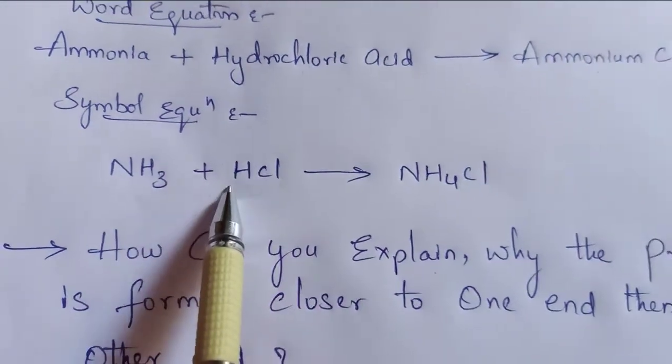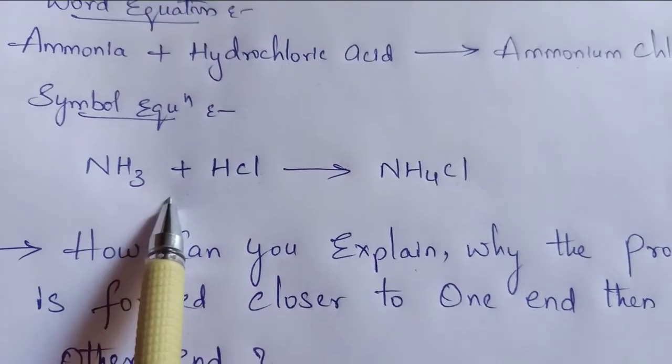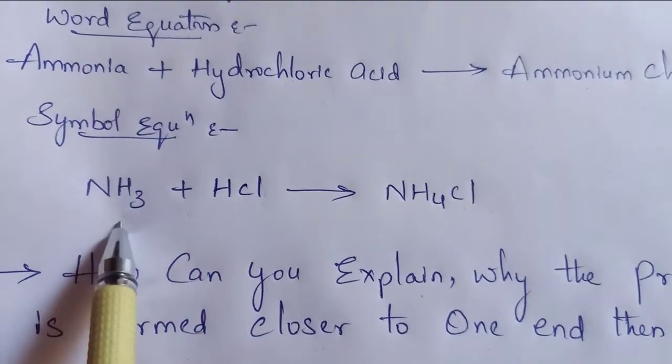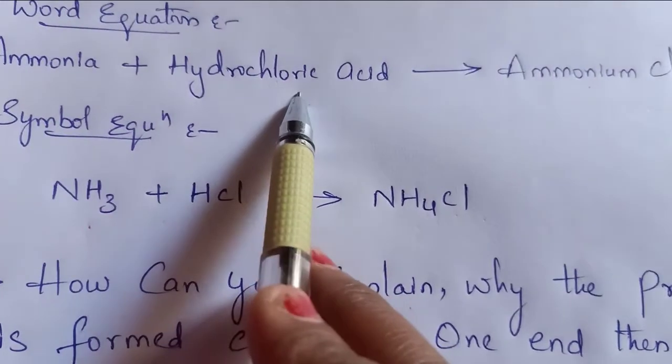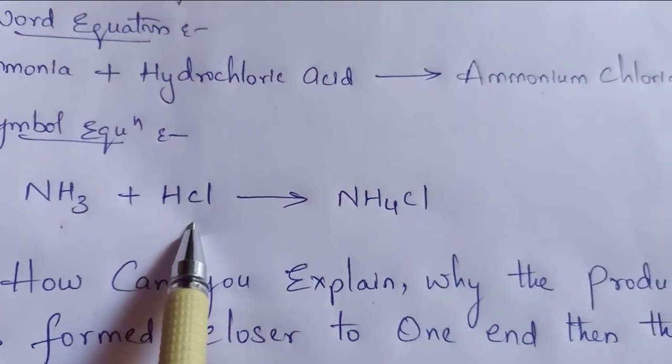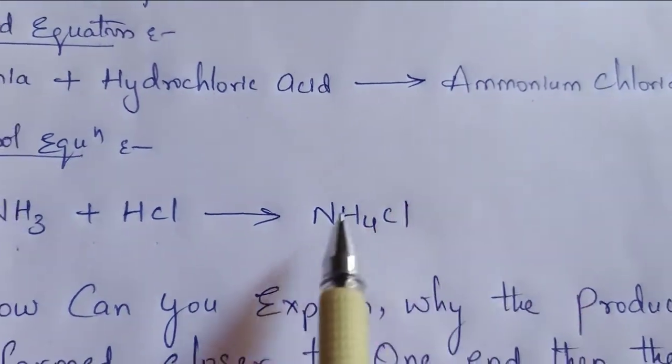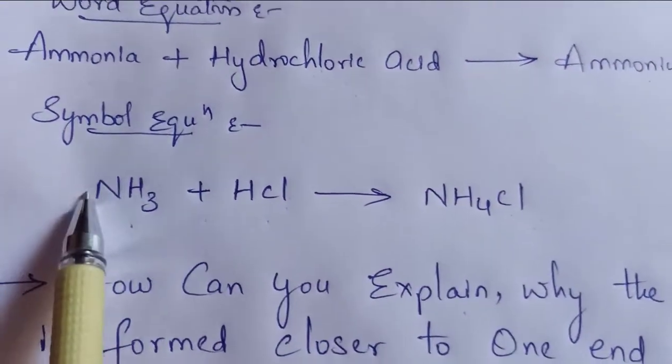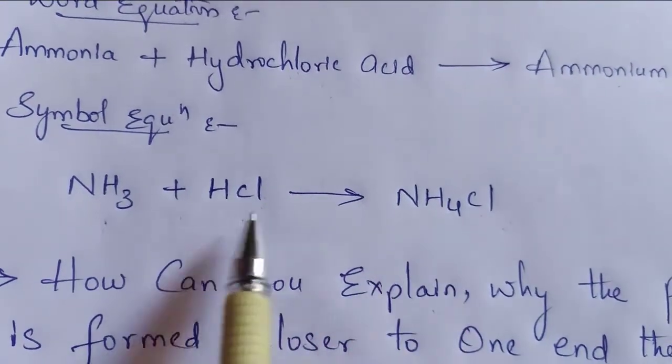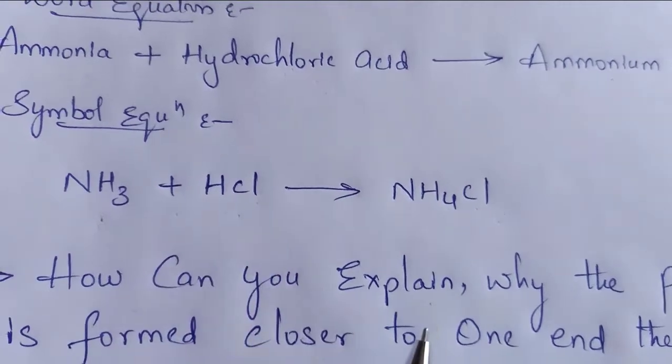Now I wrote it in the form of a skeleton equation, that is, a symbol equation. What is the formula for ammonia? NH3. What is the formula for hydrochloric acid? HCl. What is the formula for ammonium chloride? NH4Cl. If you check the balancing, the equation is balanced.